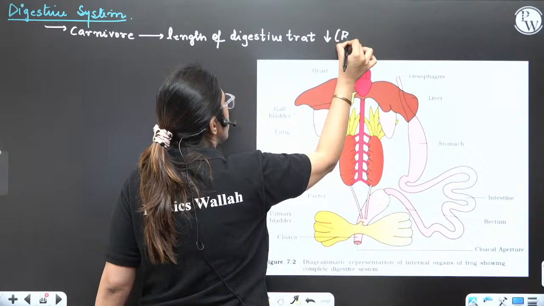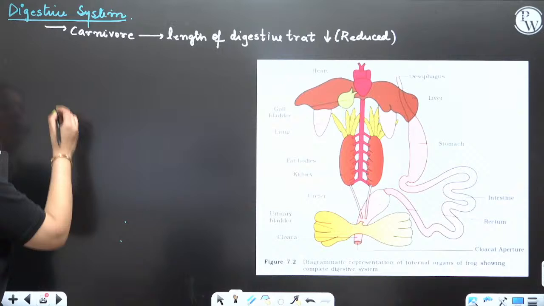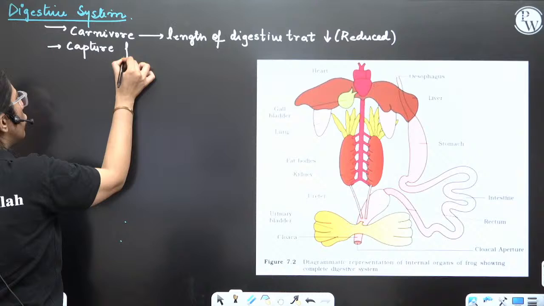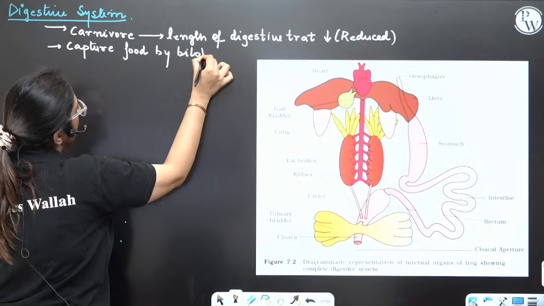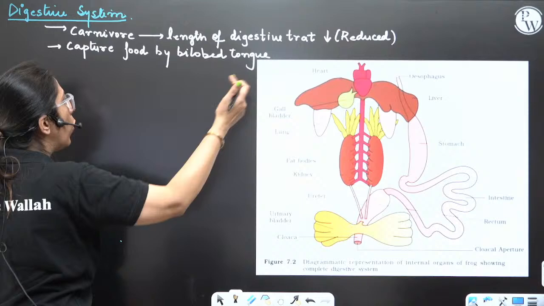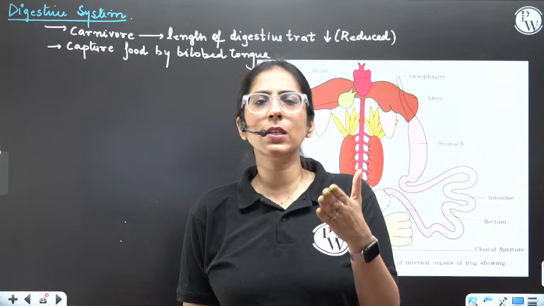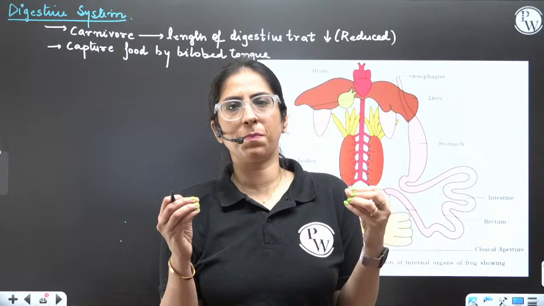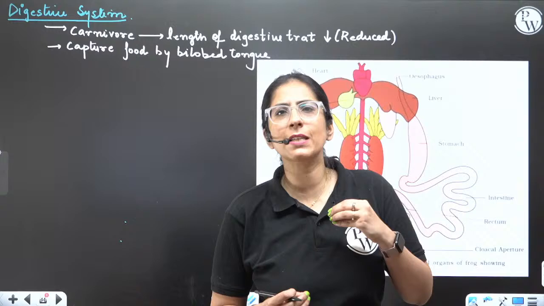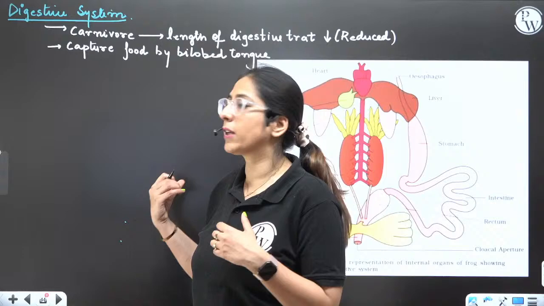So how do they capture their food? They capture food by a bilobed tongue. So they have a tongue which is bilobed. Two lobes are there in the tongue, right? Now, every year this question comes from cockroach. What is the digestive tract? Which one is the first part and which one is the last part? In a cockroach, it is mouth, pharynx, esophagus, crop, then gizzard, then midgut and a hindgut. Here also, in this organism, this question can be asked because it's the first time frog has been at it. So, always remember the path of food.